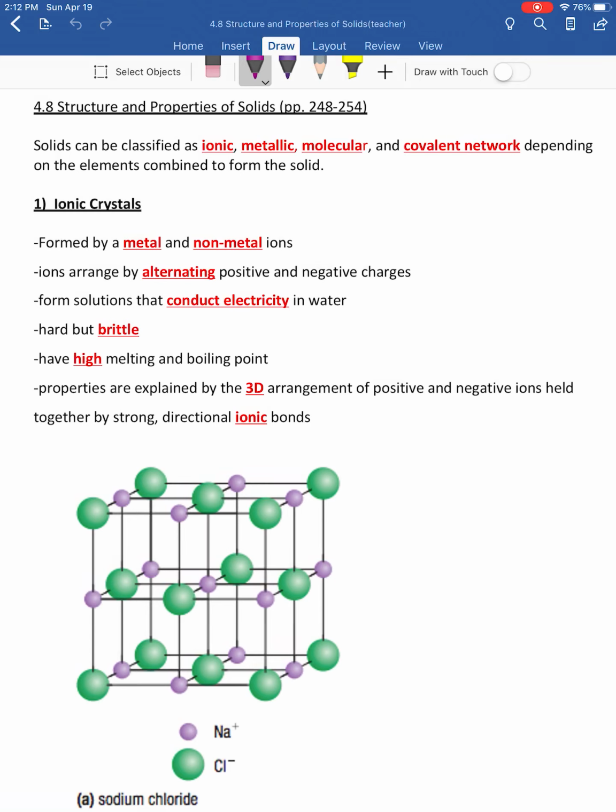Okay, everybody, we're going to be talking about the last topic in this particular unit, and it's the structure and properties of solids. And for the purposes of this course, we're going to talk about 4 specific types of solid: ionic, metallic, molecular, and covalent network. Now, each one of these types of solids is going to be different based on what those solids are made up of. Okay, so our first one we'll talk about is ionic crystals.